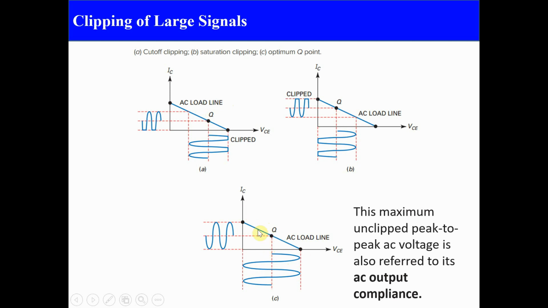Now for figure C, the Q point is at the center of the AC load line. So if the peak to peak amplitude of the AC signal is within this saturation and cutoff limit, then there would not be any clipping in the output, right? This maximum unclipped or undistorted peak to peak AC voltage is also referred to as the AC output compliance.